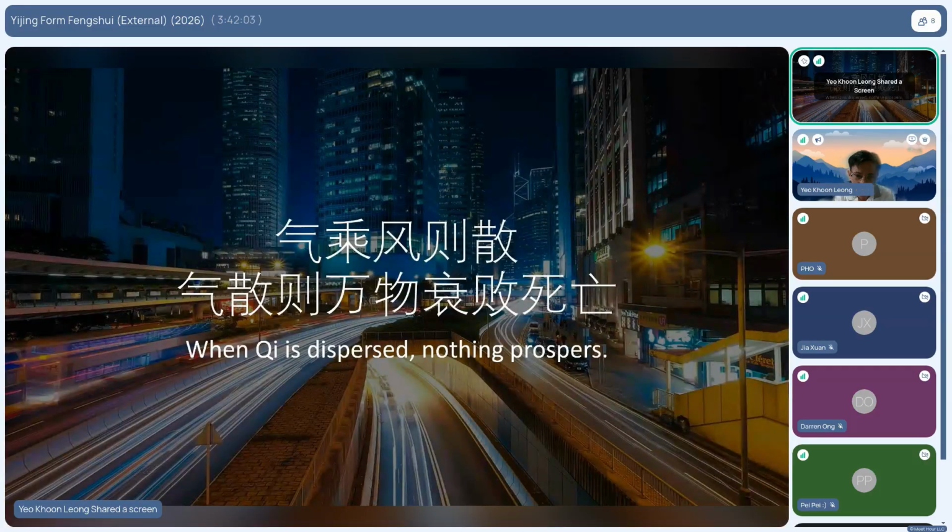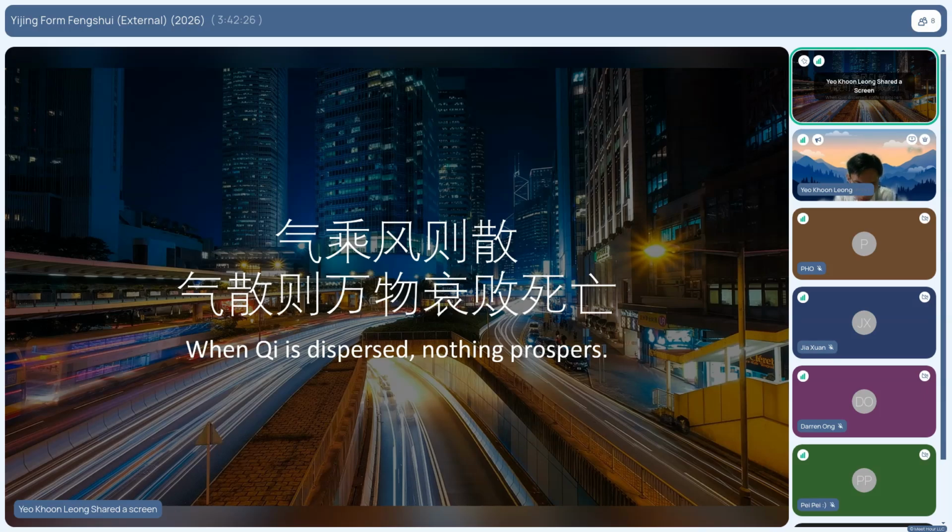So now let's go back to the key principle. Qi chen feng zhe san. When qi is carried by the wind, it scatters. You just follow the wind and move along. So when qi scatters, qi san zhe wan wu shuai bai si wang. Means if qi is scattered, everything declines. Nothing prosper. No growth, no accumulation, no stability.